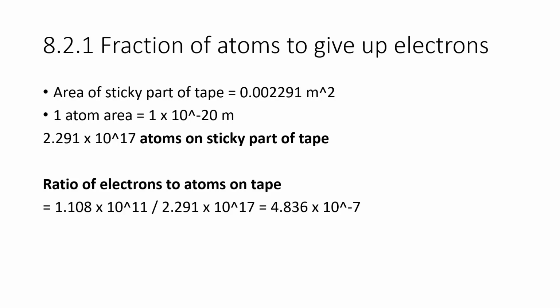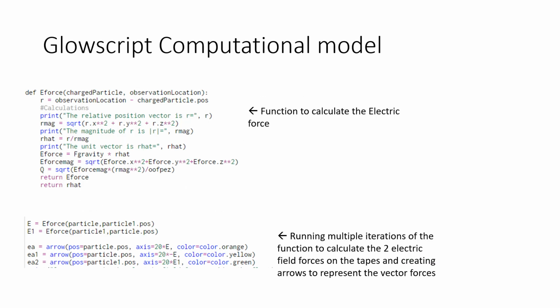Now, to calculate the ratio of electrons on the tape to the atoms on the tape, we can divide the number of electrons calculated previously by the atoms on the sticky part, giving us 4.836 times 10 to the negative 7th electrons to atoms on the tape.